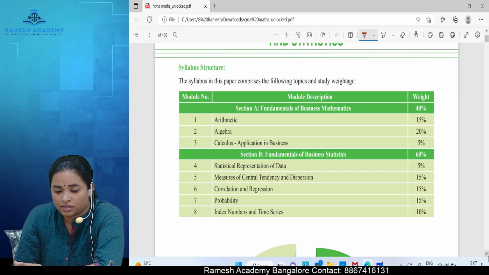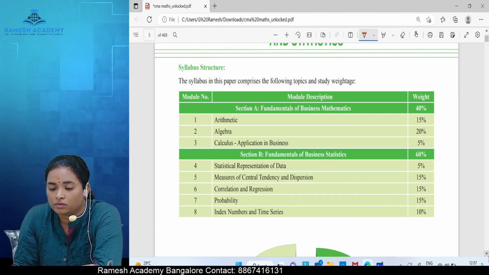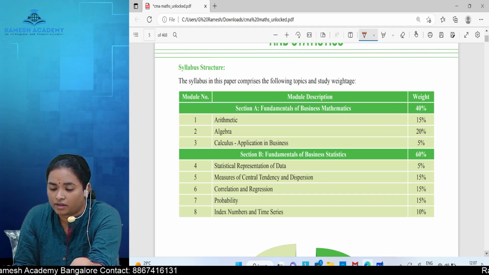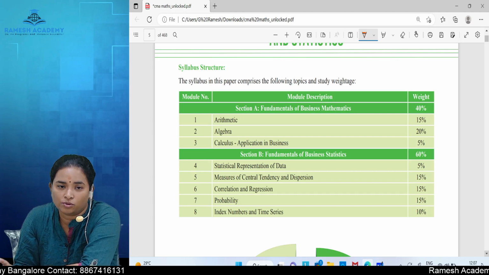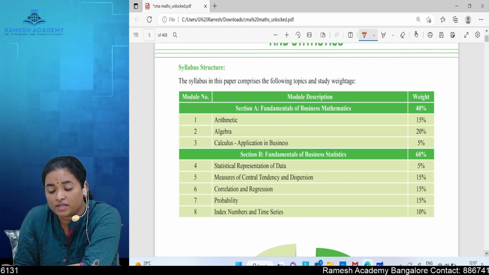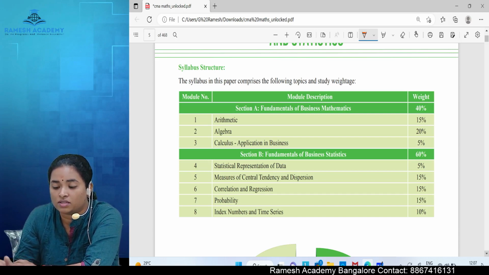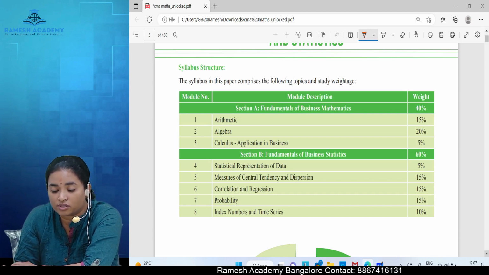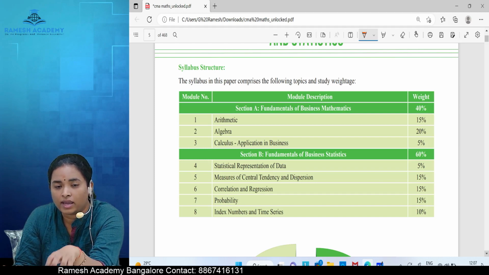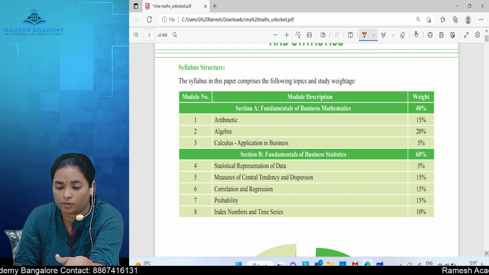As I told you before, please concentrate more on concepts. Let's go through section B, statistical representation of data. You need not draw any representation, you just have to choose the right answer for the given representation. Then we have measures of central tendency and dispersion, correlation and regression, probability, index numbers and time series. Here we will go through each one of them in a little more detail, and whenever we come across the modules, we'll solve the problems.